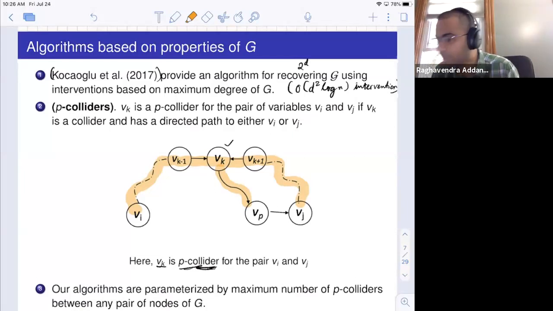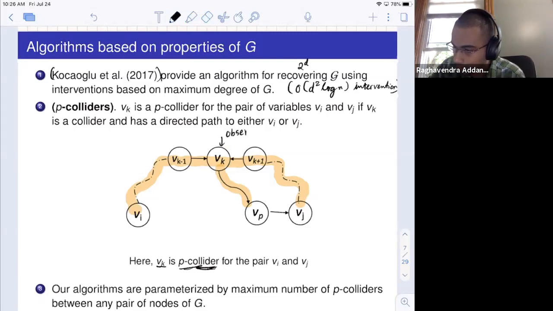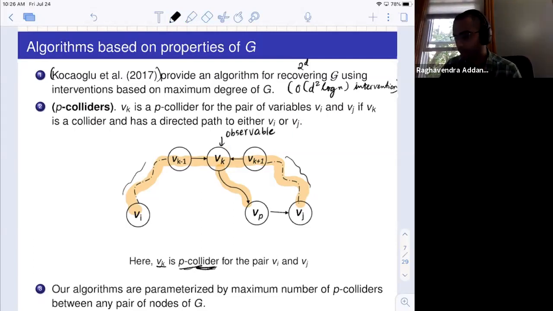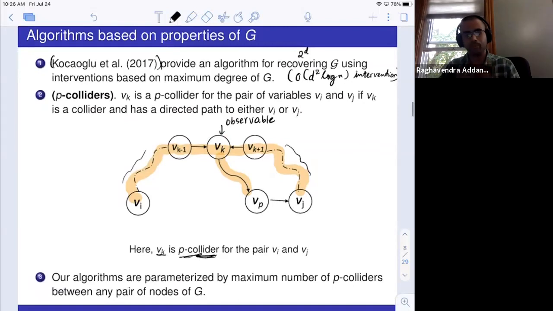My notation might suggest that these are only observable variables, but Vk is always observable: because of the semi-Markovian assumption, a latent can never be a p collider, because there are no incoming edges onto a latent. But the other variables on the path could be latents, there could be latents here, there could be latents here. So we say Vk is a p collider if Vk also has another path to Vi or Vj.